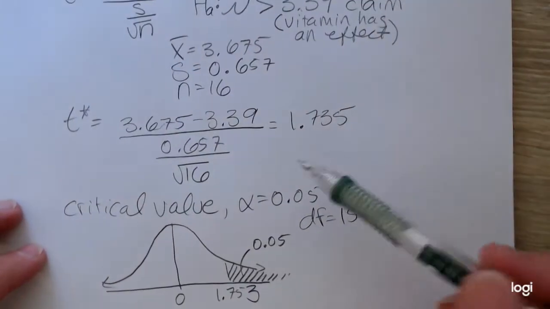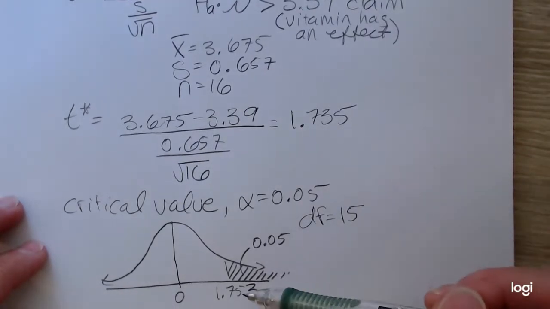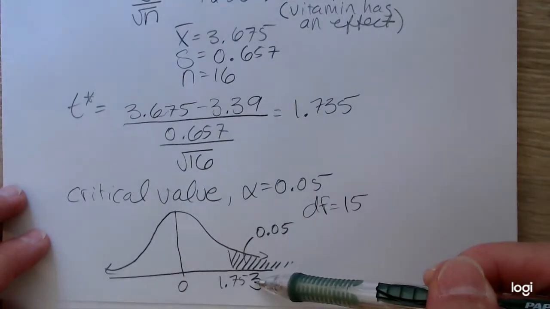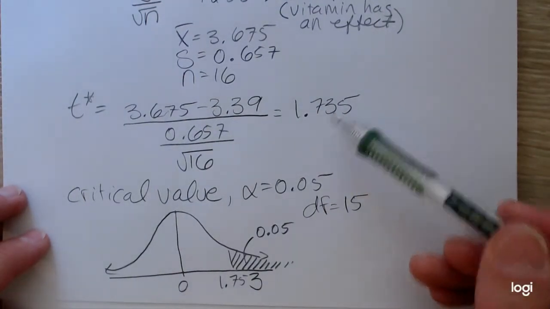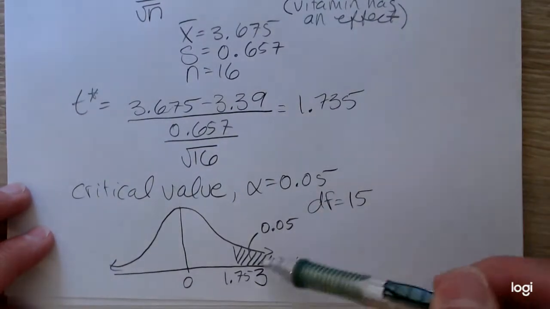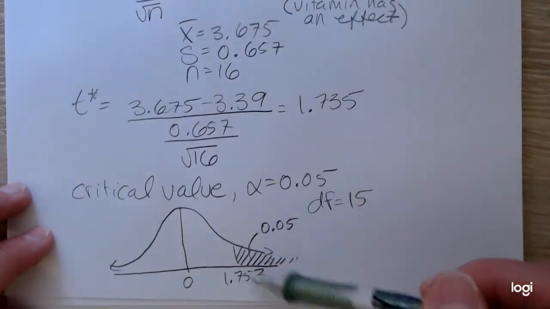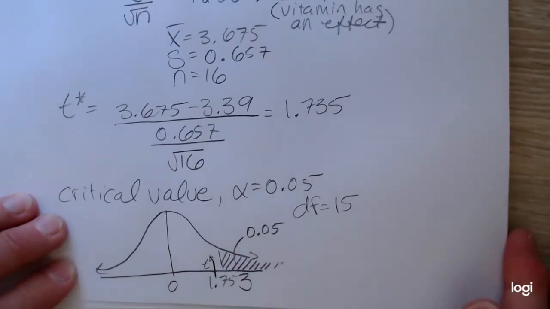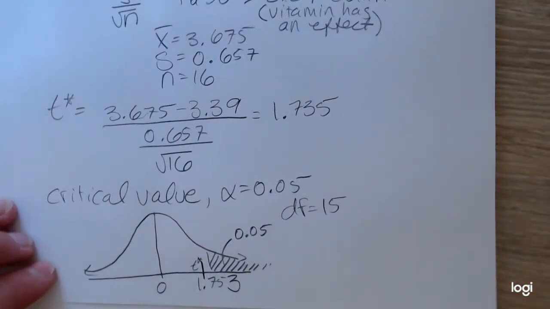And looking at where this test statistic is placed, it is in the fail to reject region because 1.735 is actually less than 1.753. It may be a little confusing because of these numbers being permuted, but it's very close. Okay, so our test statistic, our little t star, is in the fail to reject region, but not by much. When we look at the p-value in my next video, we'll see that the p-value will be very close to 0.05.